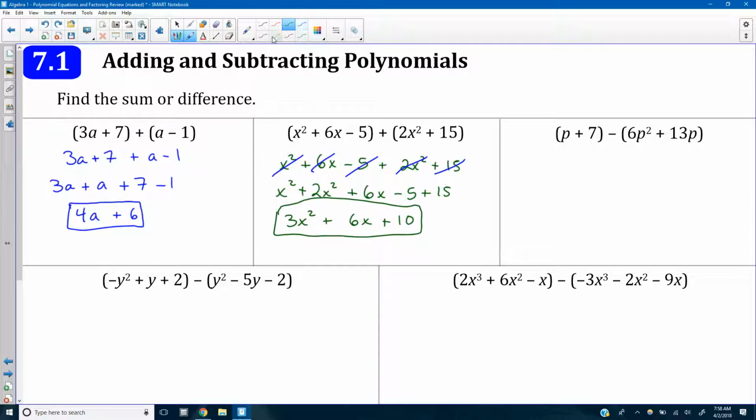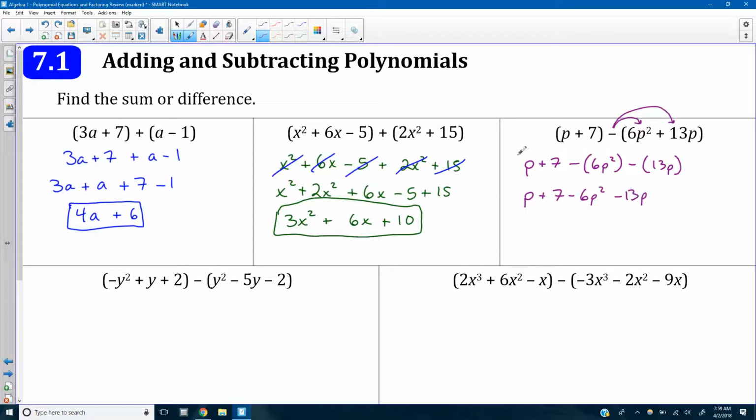Whoa. All right, third problem here. P plus 7 minus 6p squared minus 13p. Okay, this minus does affect things. It subtracts both the 6p squared and subtracts the 13p. Kind of like distributing a negative 1 into both of them. So this is minus 6p squared minus positive 13p. So it's not that it turns them negative, but it does change their sign. So minus 6p squared minus 13p.